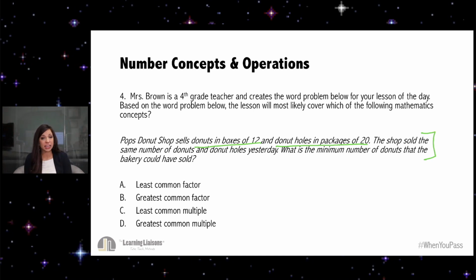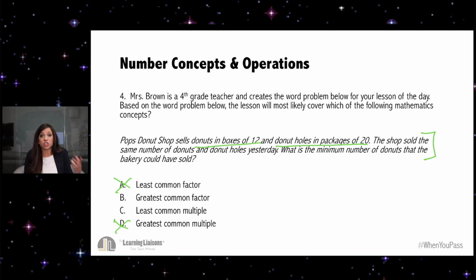When I look at my answers, there's only 2 answers in this answer set that are mathematic concepts. Least common factor is not a mathematics concept, so I already know that's not the answer. Greatest common factor is a concept, so I'm going to keep that. Least common multiple, that's something that we've heard of, and that's something that you can do in math. Greatest common multiple, that's not something that we use in math, so we're not going to use that either.